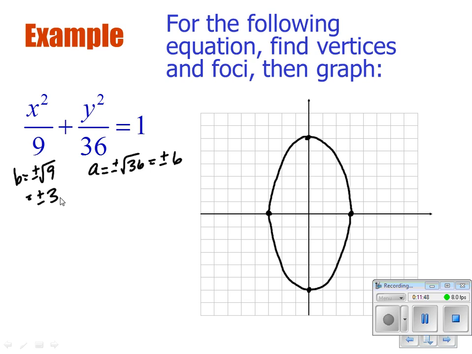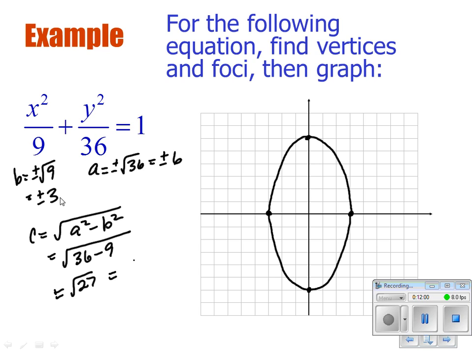Then to find the foci, we say c is the square root of a squared minus b squared, which would be the square root of 36 minus 9, which is the square root of 27. And we know the square root of 27 is a little bit more than 5. It's, I think, about 5.2. That's good enough for my purposes because I'm just going to graph then my two foci. Notice they go on the major axis.